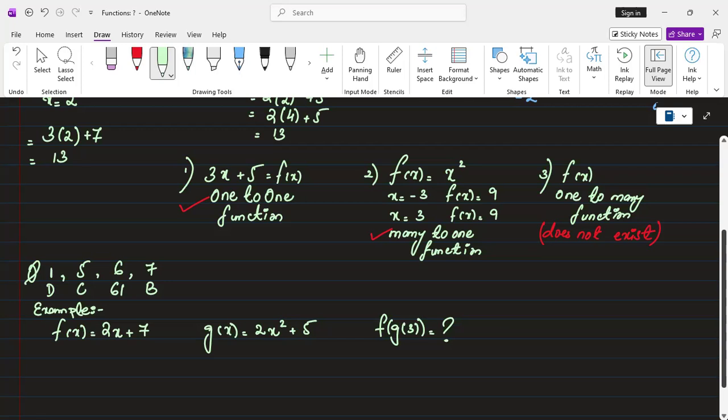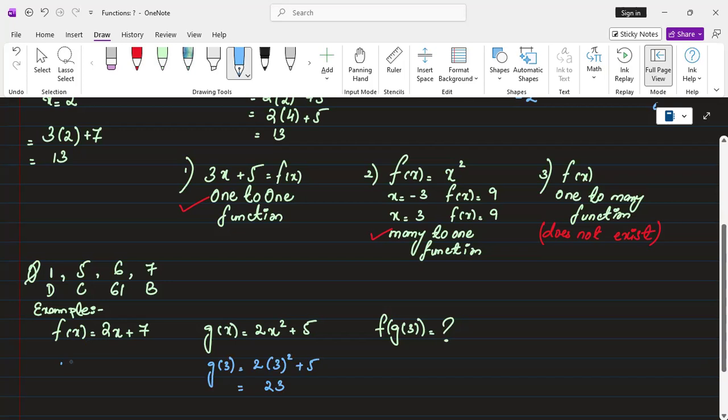So yeah, they're not asking you to find out the expression of f(g(x)). You just need to find the value of f(g(3)). So your first thing is you will find out the value of g(3). What is the value of g(3)? This is 2 into 3 squared plus 5. 3 squared is 9, 9 times 2 is 18, 18 plus 5 is 23, right?